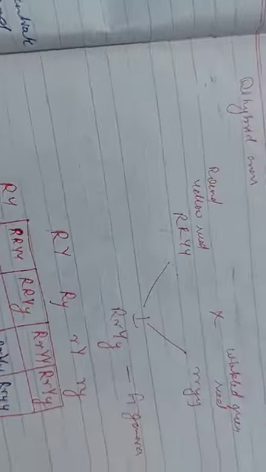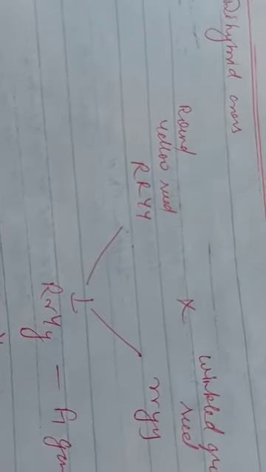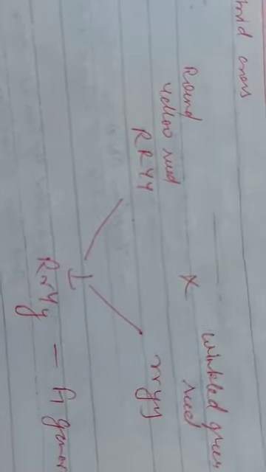Coming to the dihybrid cross. In the dihybrid cross we had taken two types of characters. Here round yellow seed means RRYY, and wrinkled green seed is being taken. For the capital R, wrinkled is shown with the small r, and for the yellow dominant character, the green character is shown by the small y. What is happening here? After the crossing, we are getting in the F1 generation Rr Yy.